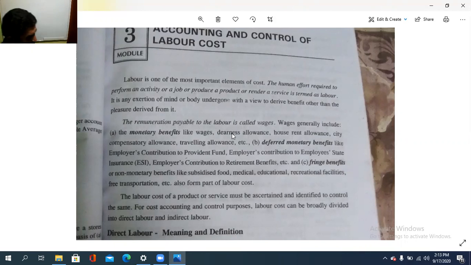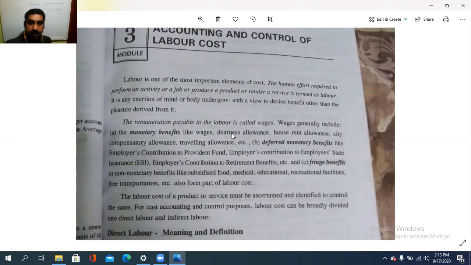Wages. So that is what we have to look at: the remuneration given to the labor, that is what? Wages. The remuneration payable to the laborers is called the wages. Wages generally include monetary benefits, deferred monetary benefits, and fringe benefits.